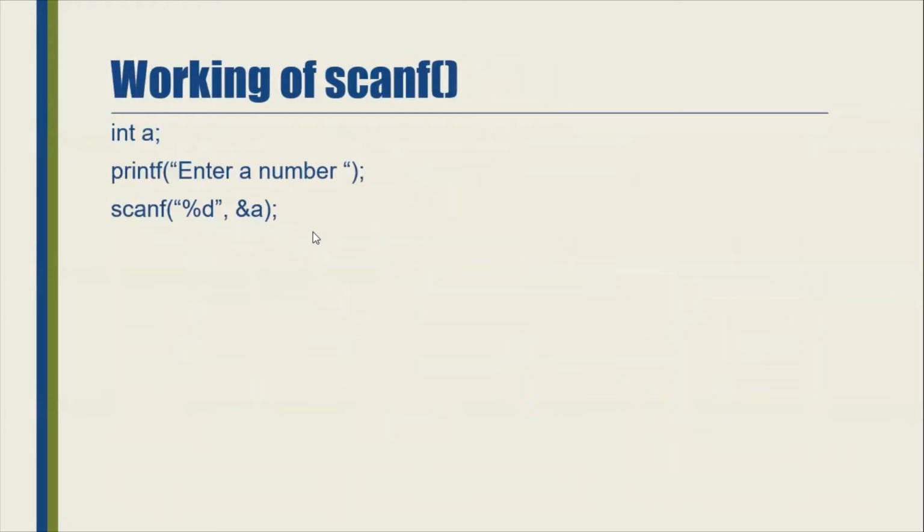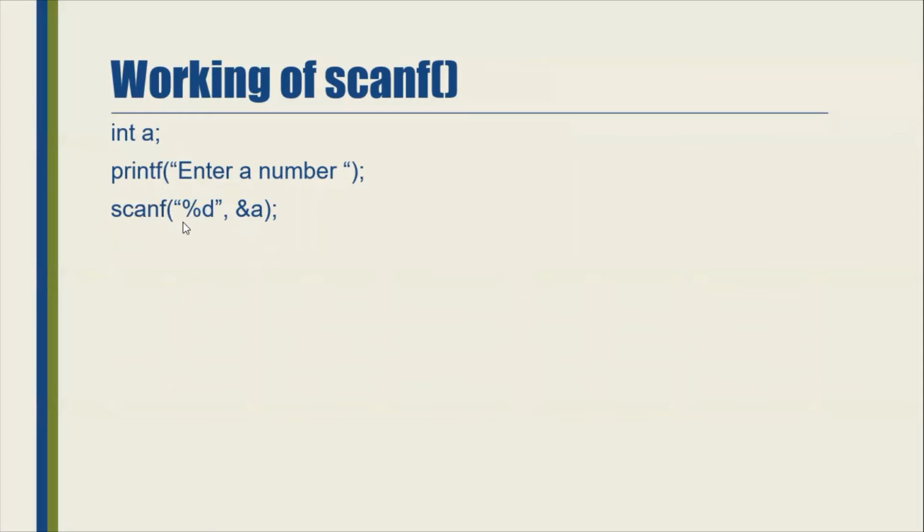So let us see some examples. I declare a variable A and I want to accept a number from the user. So I use a printf function and print the message, enter a number. The user will see the message and enter any number, which is going to be captured by the scanf function. If I want an integer number, I use the scanf function and in double quotes I type %d. So the compiler will know that the input required is of integer type.